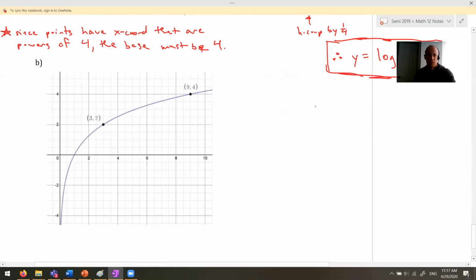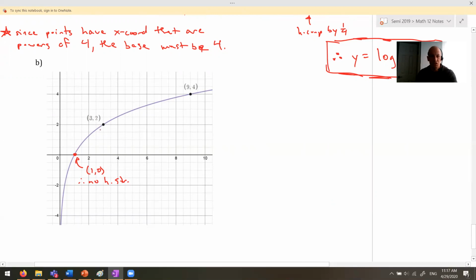Okay, if we look at this one, has this been horizontally or vertically stretched? We can see this point right here at 1, 0. Therefore, there's no horizontal stretch because that would have moved. That's the key point that's on all log graphs, and if it's there, that means there's no horizontal stretch.